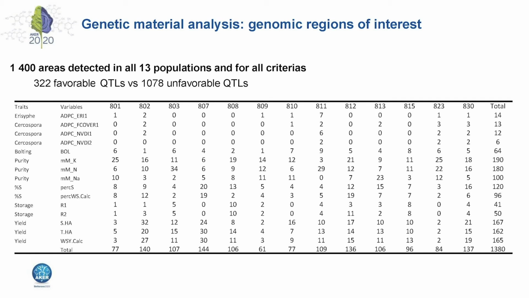1,400 areas were highlighted out of 30 populations tested in 2018 and 2019 for the criteria assessed. There remain 3 populations tested in 2019-2020 to be analyzed. QTLs were detected in all 9 beet chromosomes. The number varies from one population to another.